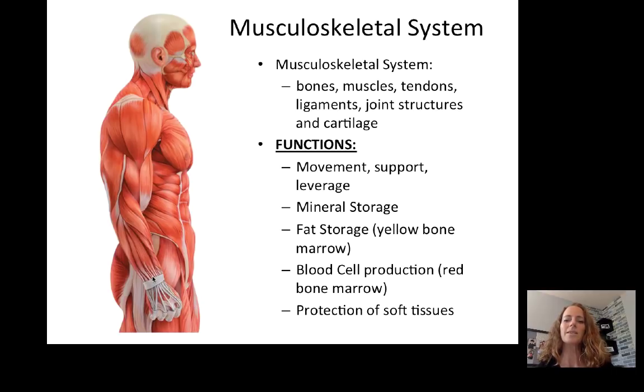The functions of the musculoskeletal system include movement, support, and leverage, mineral storage, primarily calcium and phosphate, fat storage through the yellow bone marrow, especially in adults, blood cell production through the red bone marrow, particularly at the ends of long bones, and protection of the soft tissues.